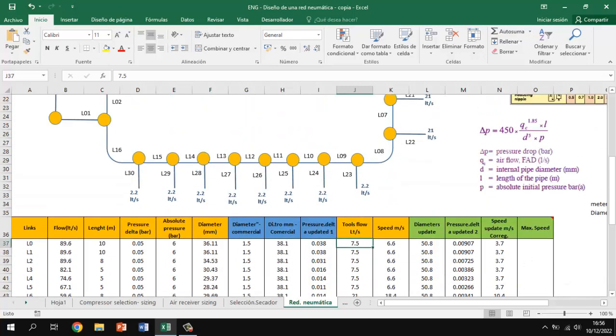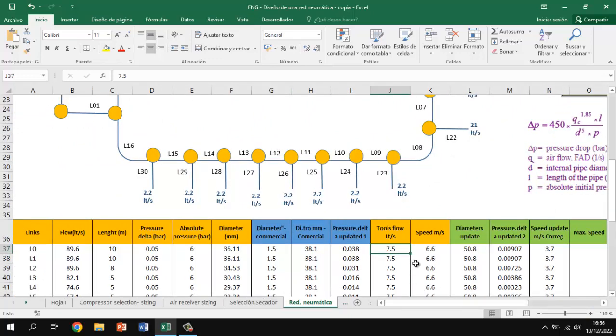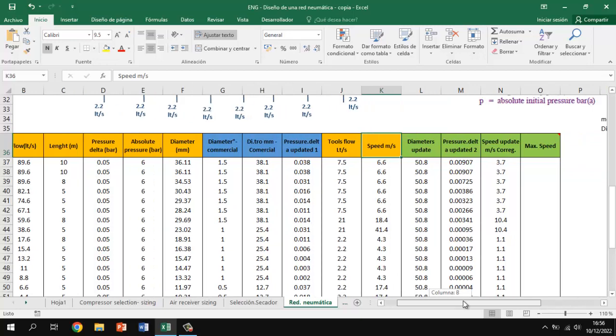You're going to continue with the same methodology. How can I calculate the velocity or speed? With the same equation that you know: flow equals velocity multiplied by the area. So you just consider the area of your commercial diameter and the flow you have. So you put this in meters per second.